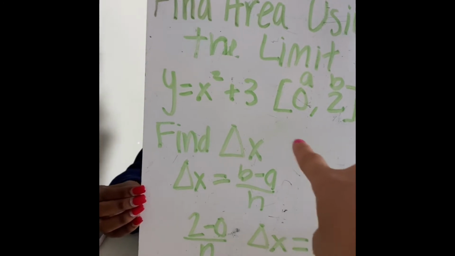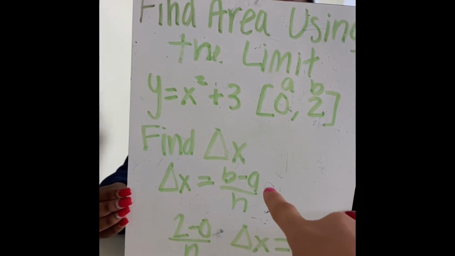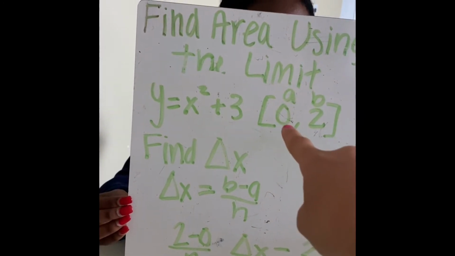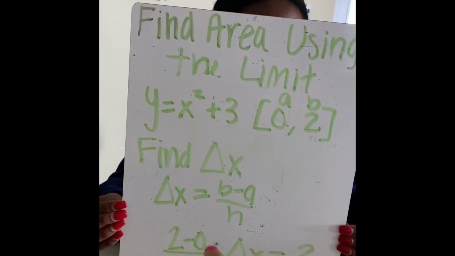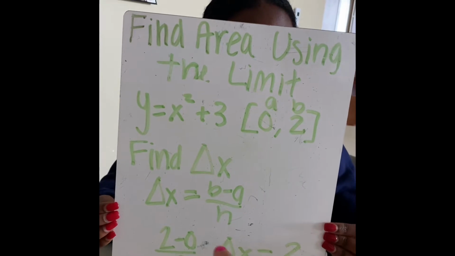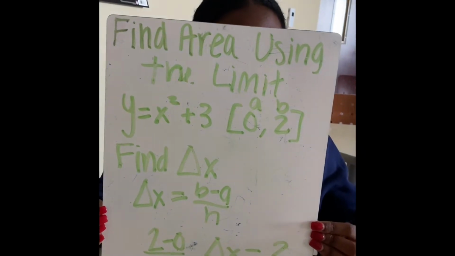So the formula for finding delta x is (b minus a) over n. So 2 minus 0 over n. That means that delta x equals 2 over n.